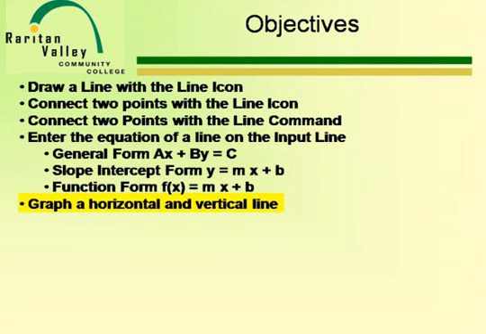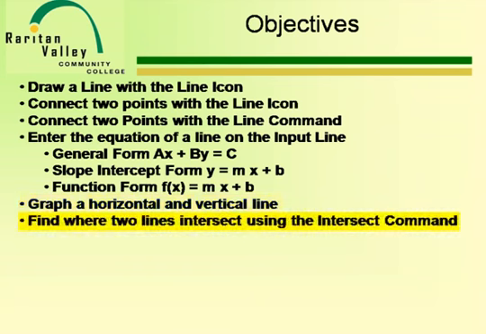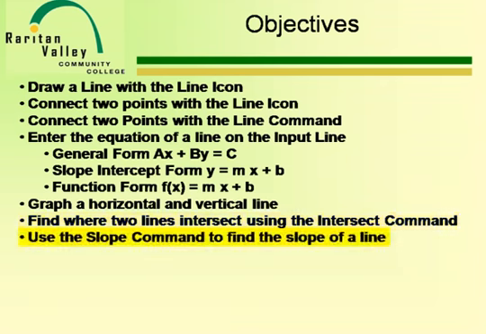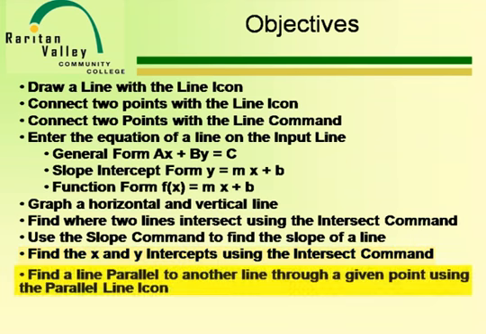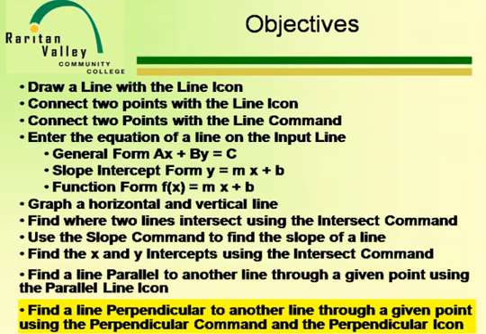We graphed both a horizontal and a vertical line. We found where 2 lines intersect using the intersect command. We used the slope command to find the slope of a line. We found the x and y intercepts using the intersect command and the keywords x-axis and y-axis. We found a line parallel to another line through a given point using the parallel line icon. And we found a line perpendicular to another line through a given point using both the perpendicular command and the perpendicular line icon. This finishes Module 4.